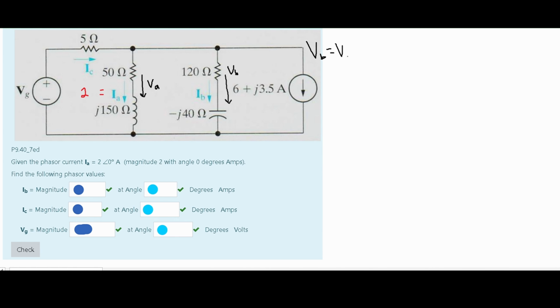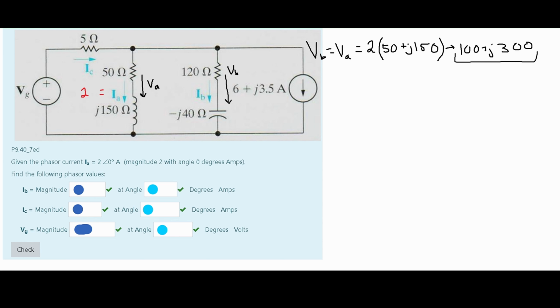Now, I'm going to start this off by saying that our V of B is equal to our V of A, and we know that we are going to have the current, which is our I of A, so 2 times our impedance. And our impedance is 50 plus J of 150. We have the resistor plus the inductor. If we factor the 2 in, we're going to get 100 plus J of 300. And this will be the rectangular form for our V of B.